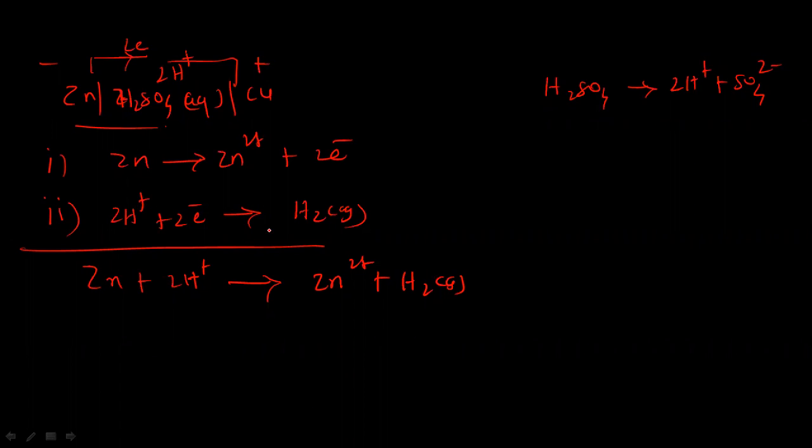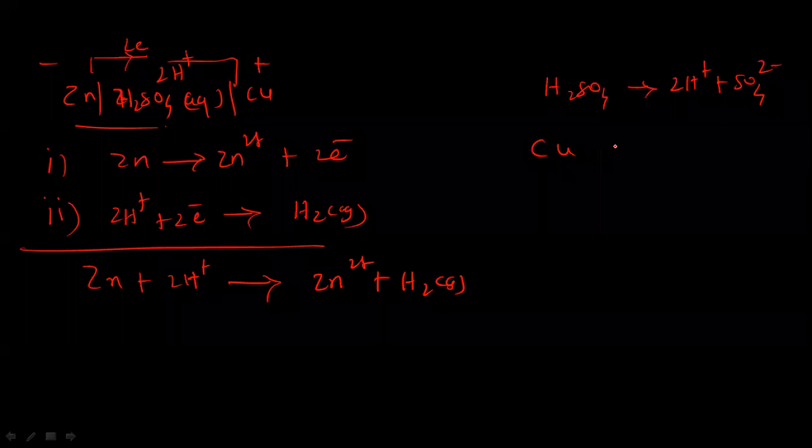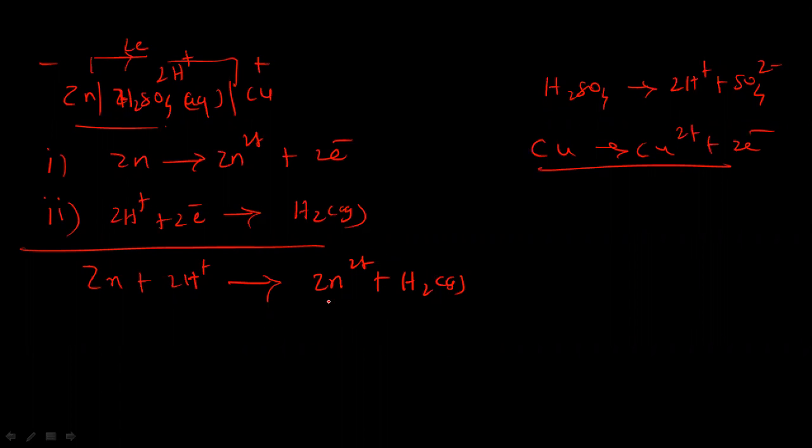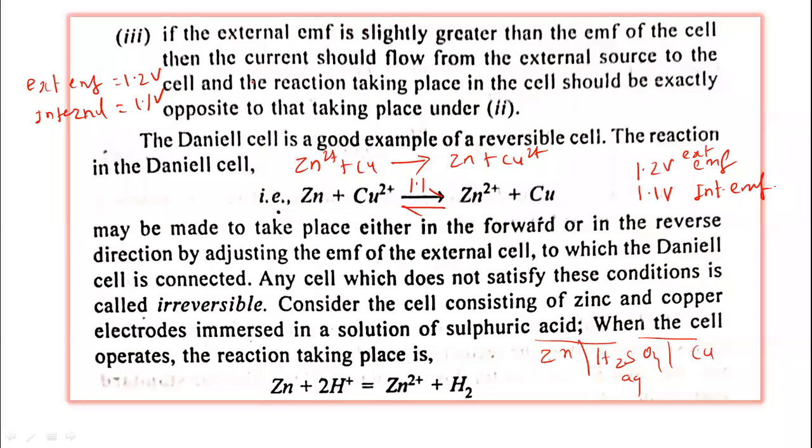What is the expectation? If zinc gives Zn2+ ion and 2 electrons, in the reverse reaction, copper should give copper 2+ ion and 2 electrons. But this reaction does not take place here. What is the reverse reaction? Zn2+ reacts with hydrogen gas, in formation of this. It means that this cell is not a reversible cell. It is an irreversible cell.